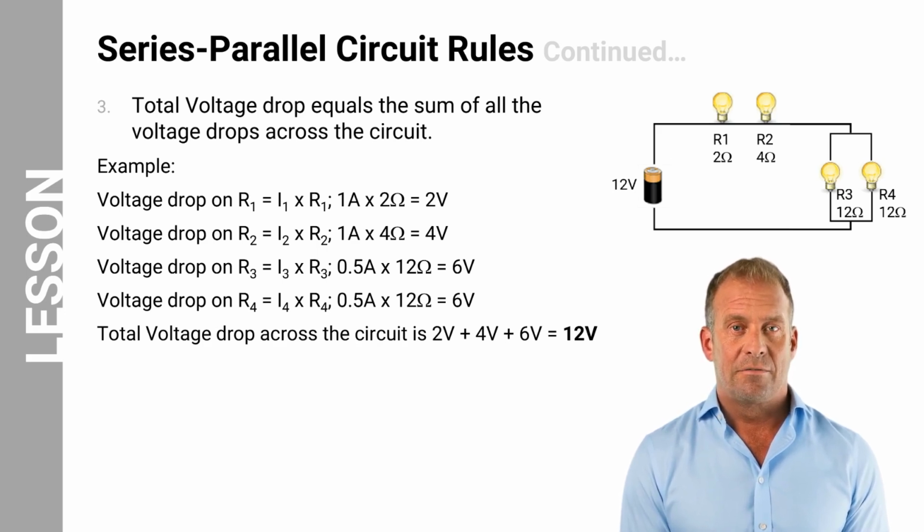This calculation confirms that the voltage drops across the series components R1 and R2 add up to 6 volts, while the parallel components R3 and R4 each have 6 volts across them, collectively accounting for the entire 12 volts of the circuit. This demonstrates how voltage behaves in different parts of a series parallel circuit, dividing across series components but remaining constant across parallel branches.